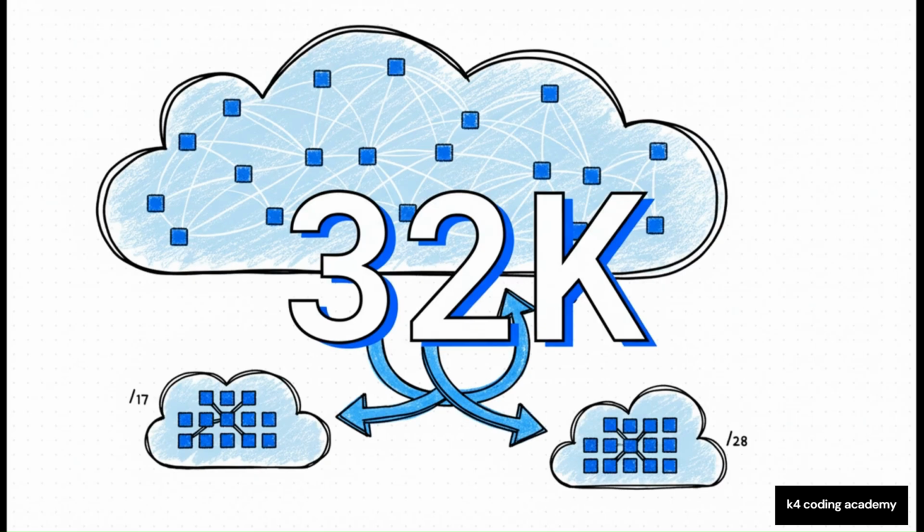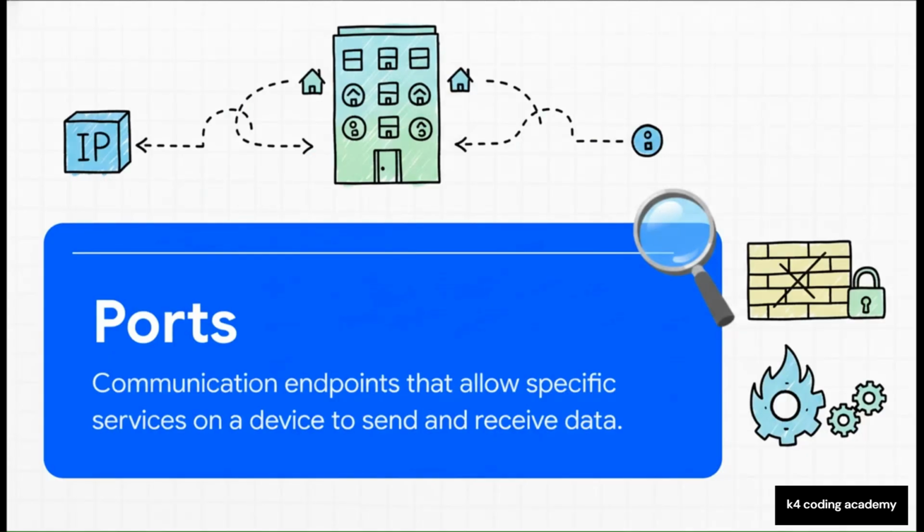You could use a /28, which gives you just 16. Mastering this is absolutely key to designing cloud networks that are both efficient and cost-effective. So the IP address gets the data to the right server, the right building, right? But how does it find the right application inside that server? That's what ports are for.